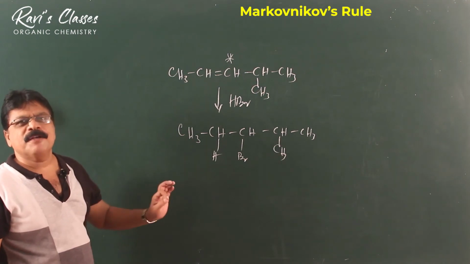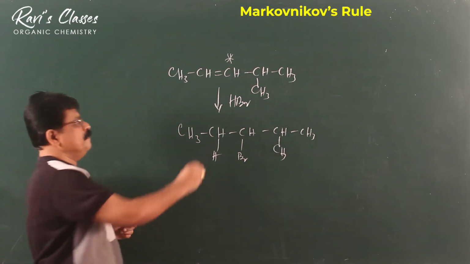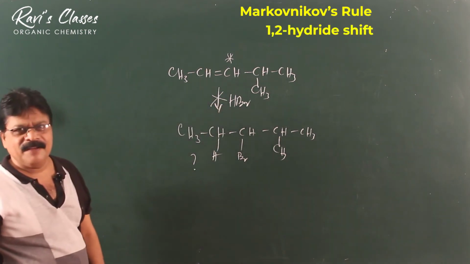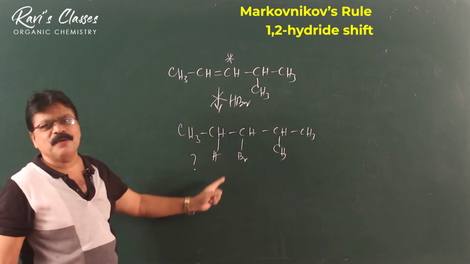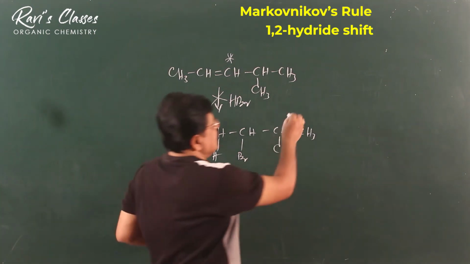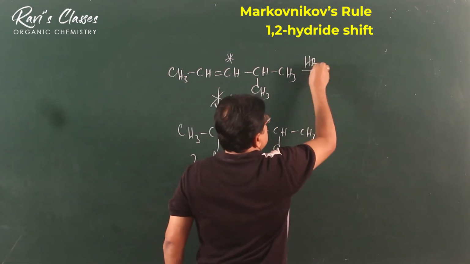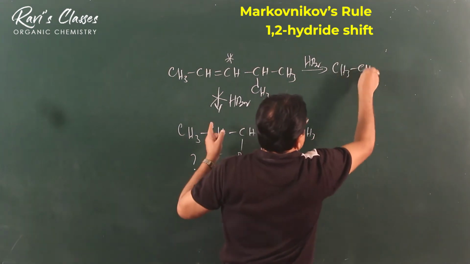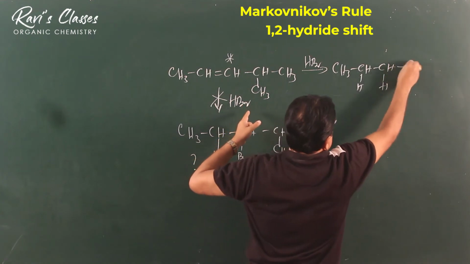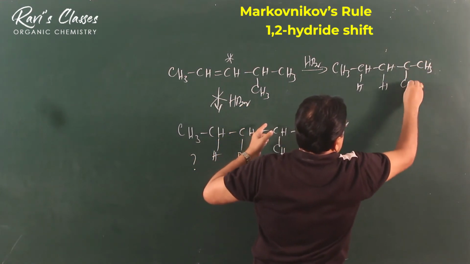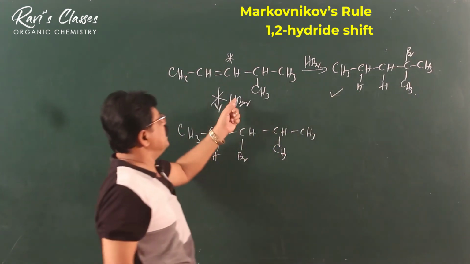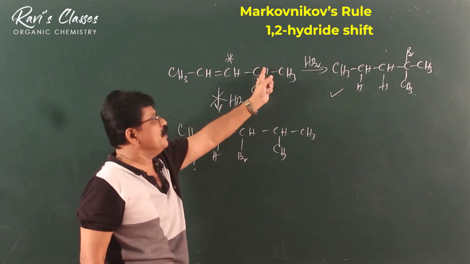Easy. But we do not get this. Why? We expect the Br minus to go there, but we don't get this. Why? And when we carry out this reaction, we get this as the product, CH3, CH, H, CH, H. So, we get this. Br is not found to go here, Br is found to be going there. Why?